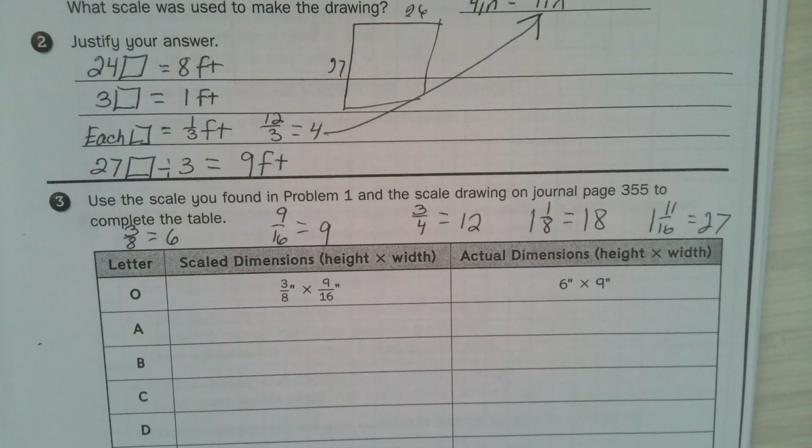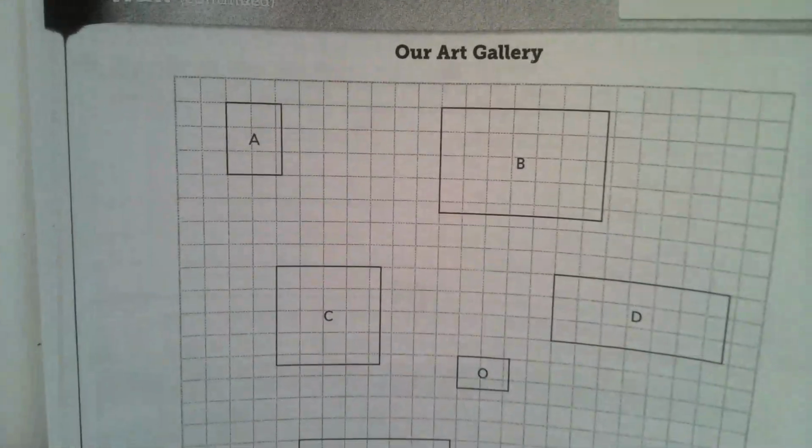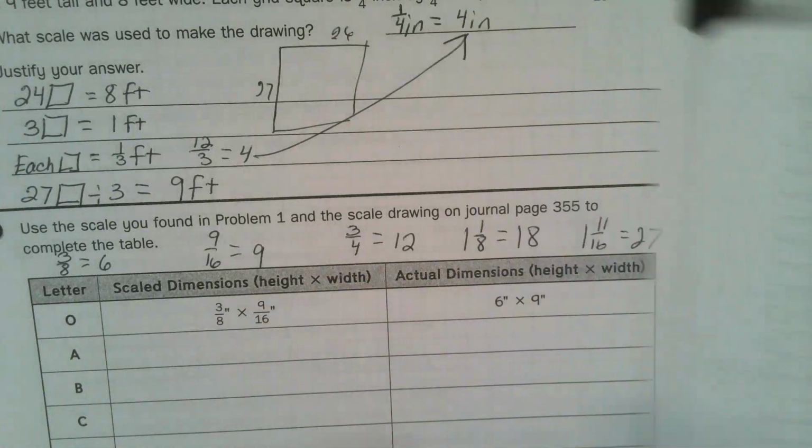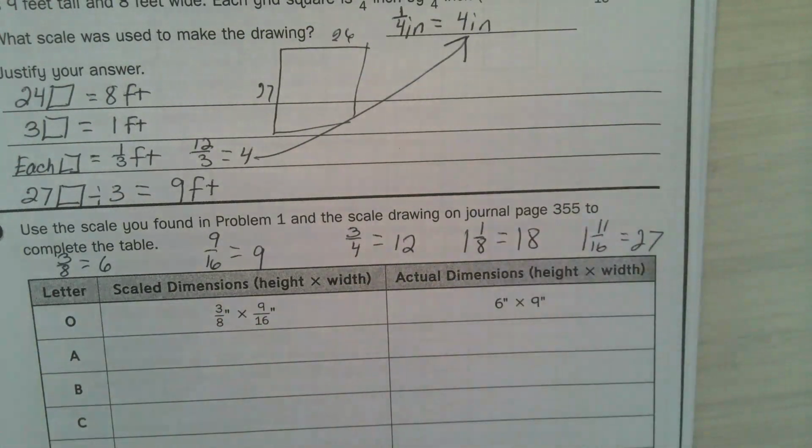Now, it says use the scale you found in problem 1 in the scale drawing to complete the table. Kids, they want you to look at each one of these shapes and do the scale. I'm going to give you the scale for these, and then you're going to do the actual dimensions. It's not going to be that hard because I did the hard part for you.